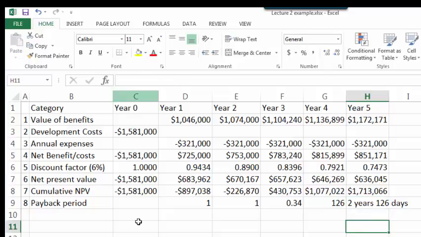Okay, so that's the calculation and preparation for this kind of benefit cost table. Okay, thank you.